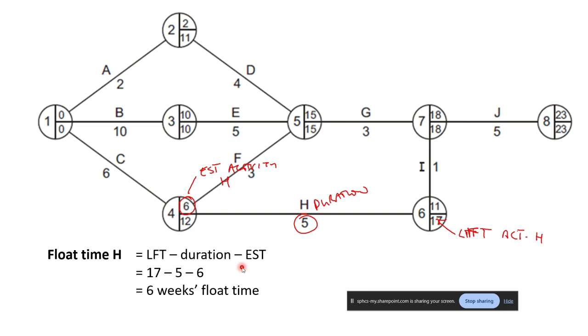Make sure you calculate it like this, because you can see there's a difference of 6 here, but this will make sure you get the right one every time. If you've got 2 paths going into a box, it can sometimes mess up just looking at this. So make sure you remember latest finish time minus duration minus earliest start time.